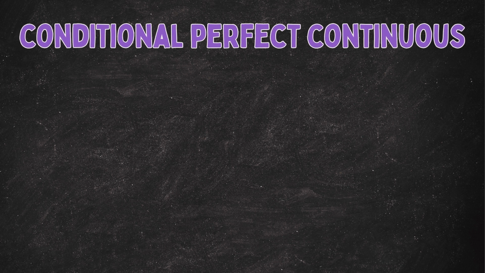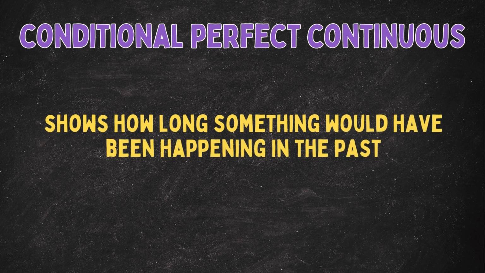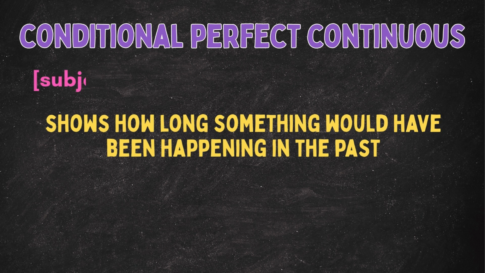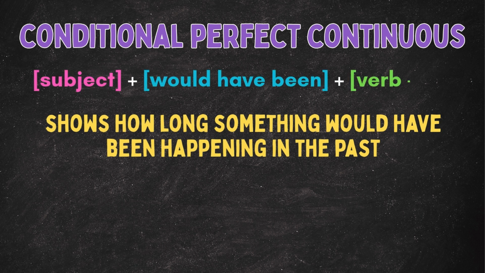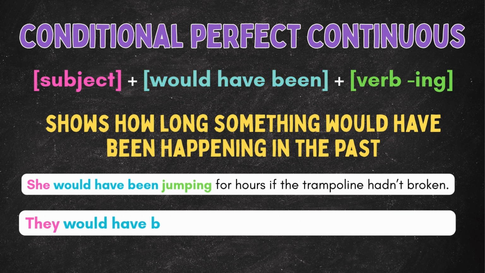Conditional perfect continuous. The conditional perfect continuous shows how long something would have been happening in the past. The sentence structure consists of subject plus would have been plus verb with ing. For example, she would have been jumping for hours if the trampoline hadn't broken. They would have been swimming if the pool had been open.